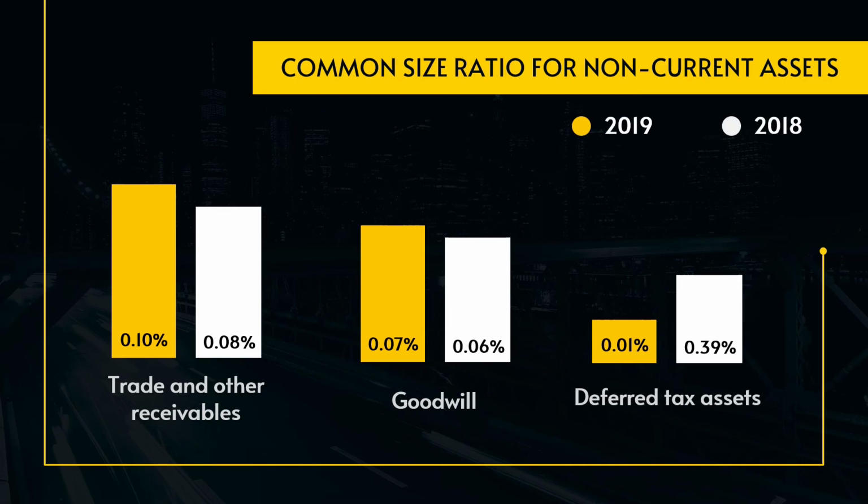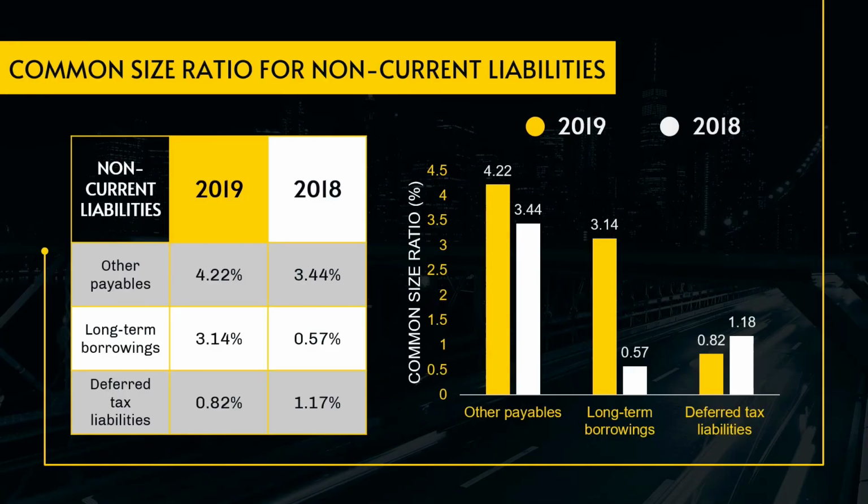And the last one is deferred tax assets. There is a decline in common size ratio of deferred tax asset of 0.38% from 2018 to 2019. Next is common size ratio for the non-current liabilities of WhiteHorseBhd5M. The first item is other payables. There's an increase of common size ratio of 0.78% from 2018 to 2019.